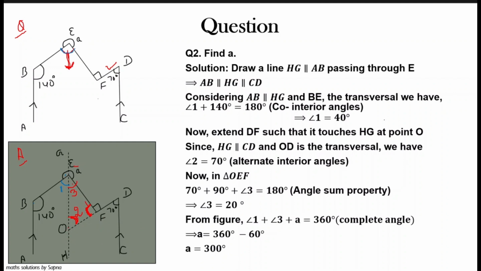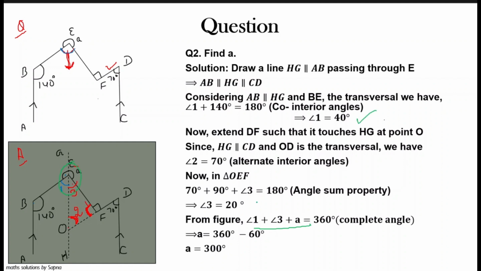So, angle 1 plus angle 3 plus angle A. Please focus on that figure. Angle 1 plus angle 3 plus angle A, this entire angle is making a complete angle, right? So their sum has to be 360 degrees. So angle 1 plus 3 plus A is 360, but we know that 1 is 40 degrees.